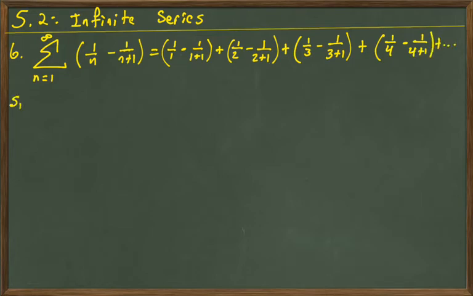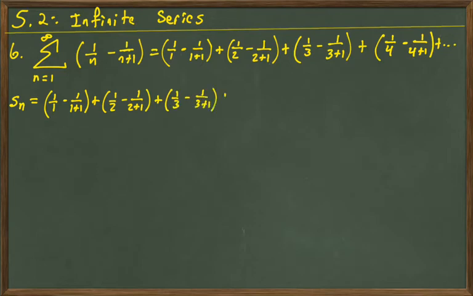So let's look at the partial sum s of n, which is going to be 1 over 1 minus 1 over 1 plus 1, plus 1 over 2 minus 1 over 2 plus 1, plus 1 over 3 minus 1 over 3 plus 1, plus 1 over 4 minus 1 over 4 plus 1, plus dot dot dot. Now, I'm going to notice that a lot of terms are actually going to cancel out or absorb, and so you're going to have a telescoping effect. And so only the first term is going to remain, and then there's probably going to be a last term left.